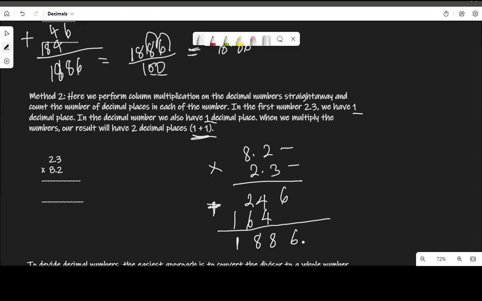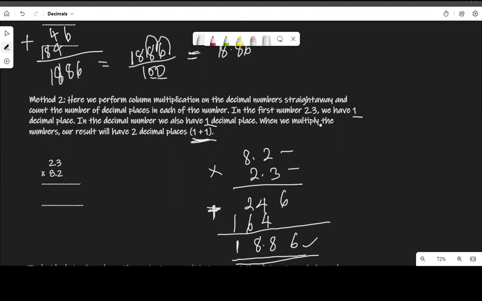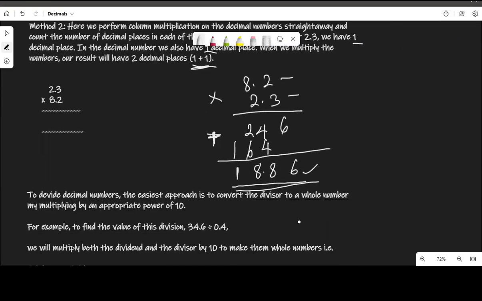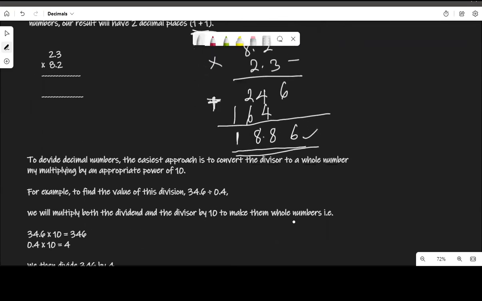And here is our decimal point right now. So we shift it 1 and 2 because we have 2 decimal places right there. And so our answer is 18.86. So that you can see we got the same thing with this. So whichever method or whichever approach you apply, we are going to arrive at the same thing. So that is how to multiply decimal numbers.